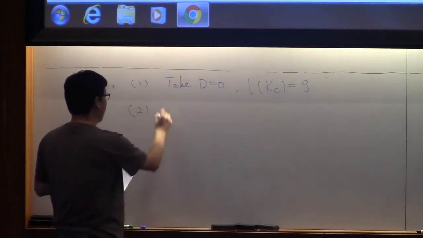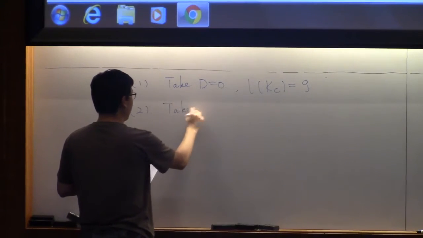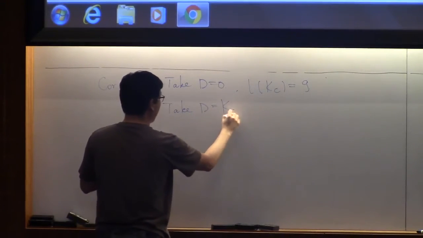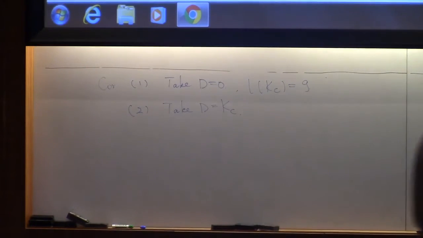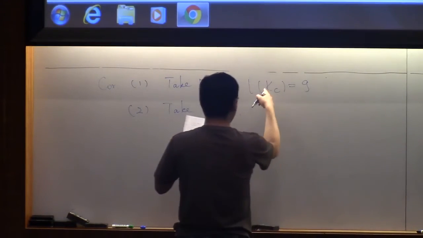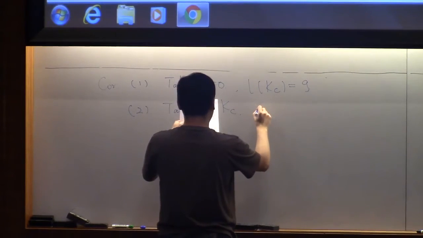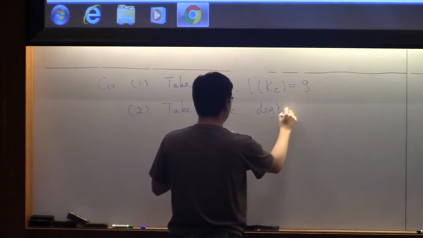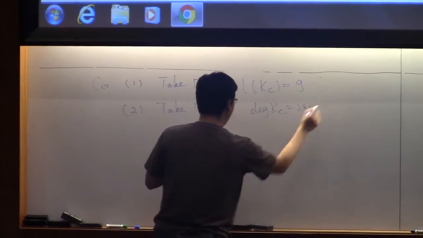Then you take the divisor to be the canonical divisor. Then the second part becomes L(0), which is 1. From this, we see that we combine with the first part of the corollary, the degree of the canonical divisor is 2g minus 2.